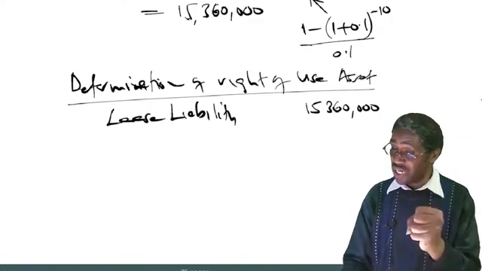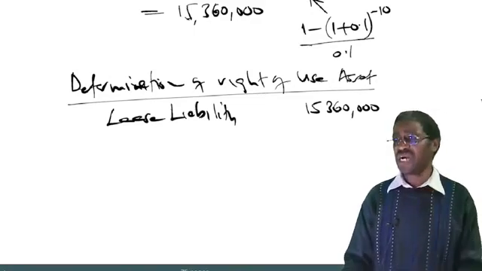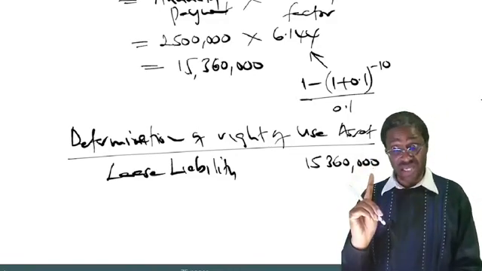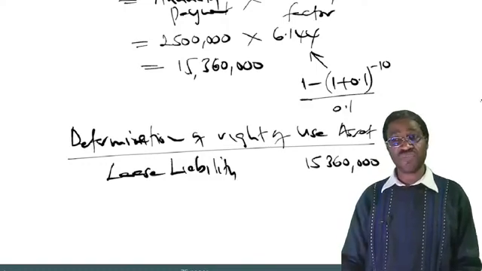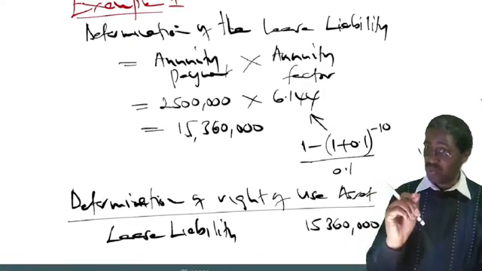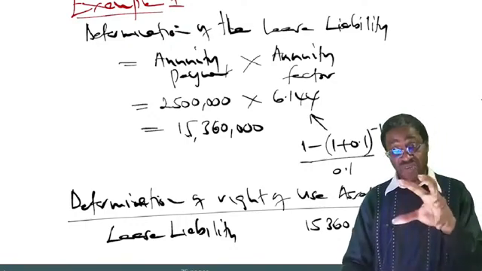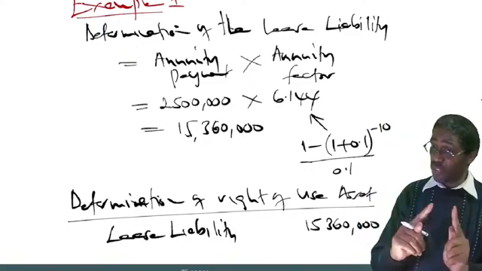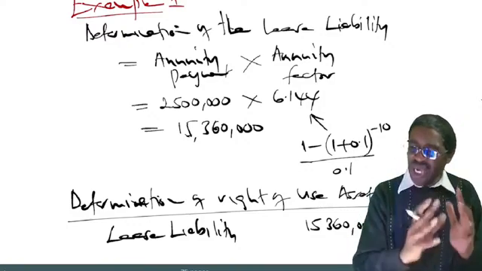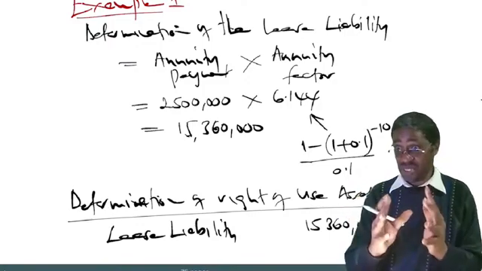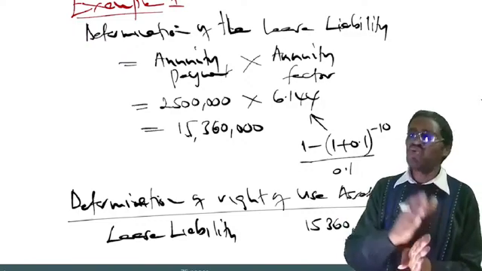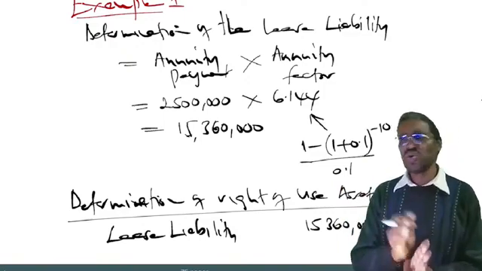Otherwise, if we are paying our installments in advance, listen carefully. To compute the lease liability, if we are paying our installments in advance, then that power of negative 10 in the computation of the lease liability will not be negative 10. Yes, you are paying 10 installments, but remember the first one, you would have paid it on day 1. So you cannot get the present value of it and say it's a liability. No, you have already paid.